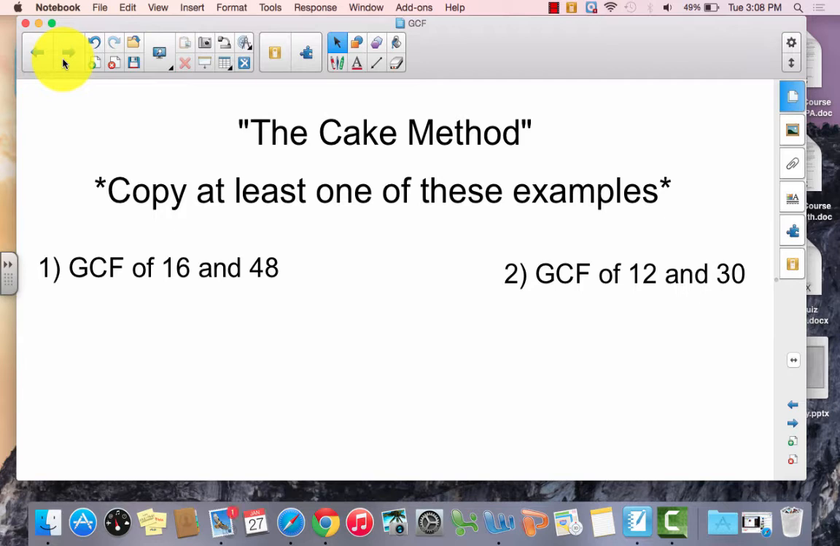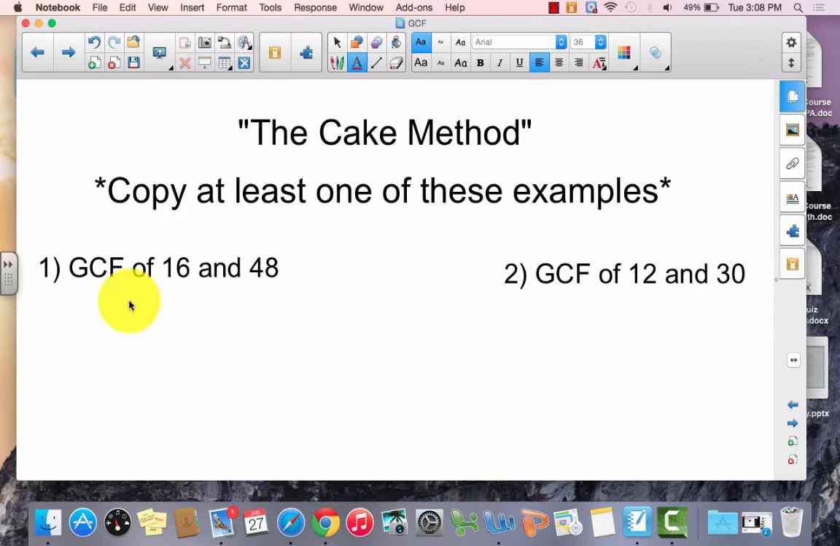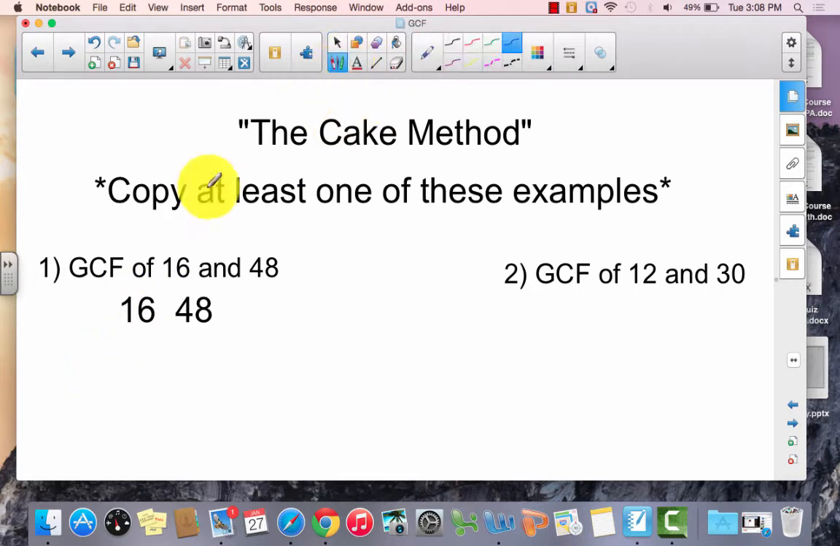So when you're asked to find the GCF, or the greatest common factor, I'm asking for the largest number that could be divided into both of these terms evenly. So we're going to use what we call the cake method, and the reason I call it that is because when you're done, it will look like a very nice upside down cake. So what we'll do first is we will take the two numbers I'm finding the GCF of, and I'm going to write them side by side, and I'm going to draw my first layer of cake just like this.